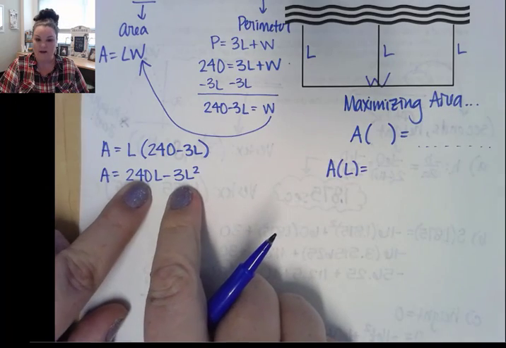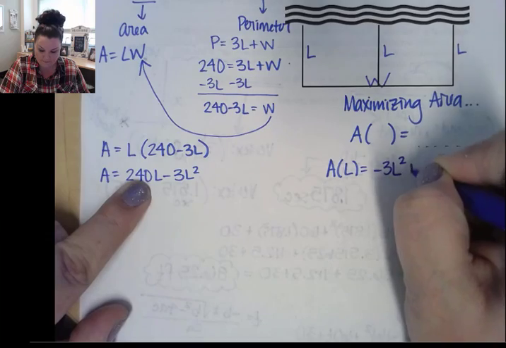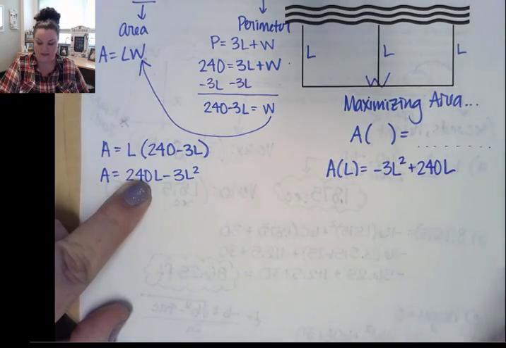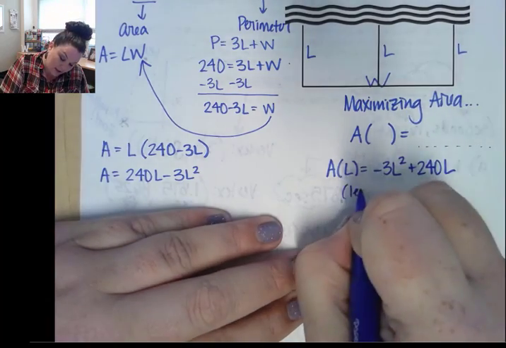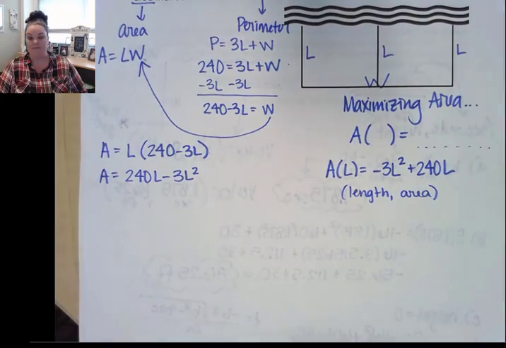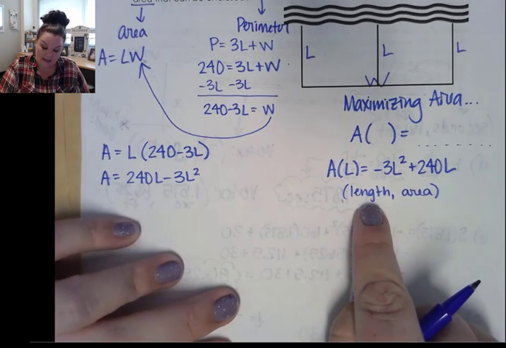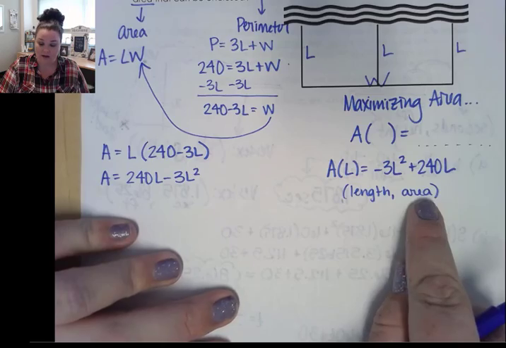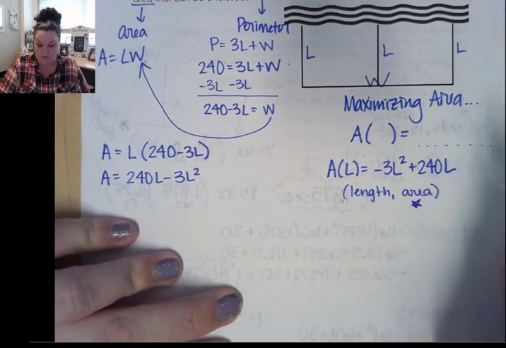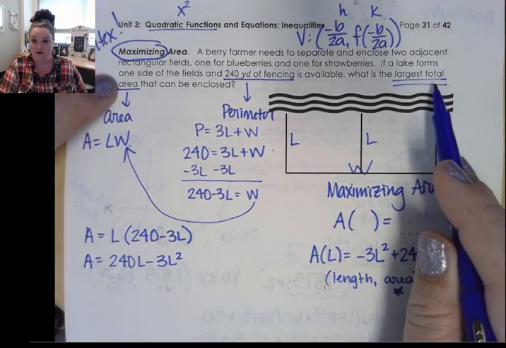And I'm going to go ahead and rewrite it with the leading coefficient first: negative 3L squared plus 240L. So this represents plugging in a length and getting out an area. We're trying to figure out what is that maximum total area that we can get. So if we're plugging in a length and we're getting out an area, this is what we want to end up solving for, because we're looking for the largest total area.